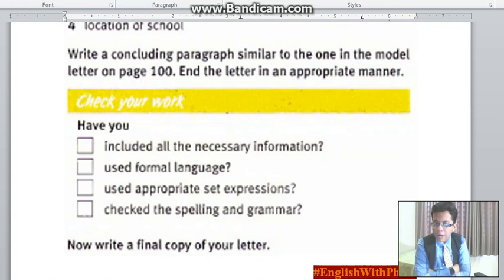You have to check your work. That is your letter. Have you included all the necessary information? Have you used formal language? Have you used appropriate set expressions? Have you checked the spelling and the grammar? If all of those boxes are checked with a tick, then your writing is done. Now you can write a final copy of your letter. Those things above that you have done before are just the draft. So now write a complete version of the letter.